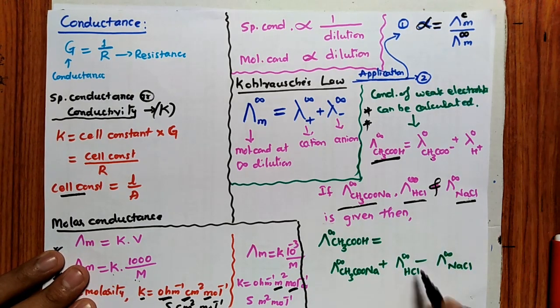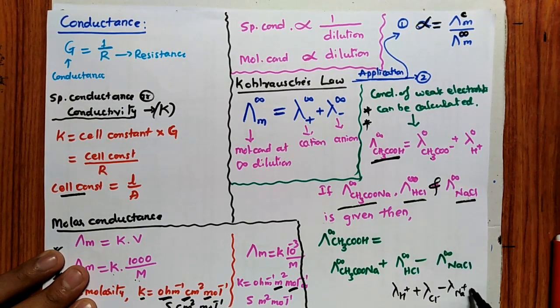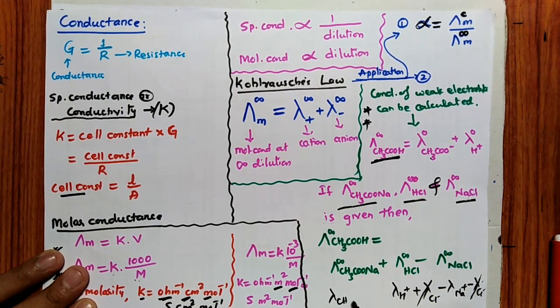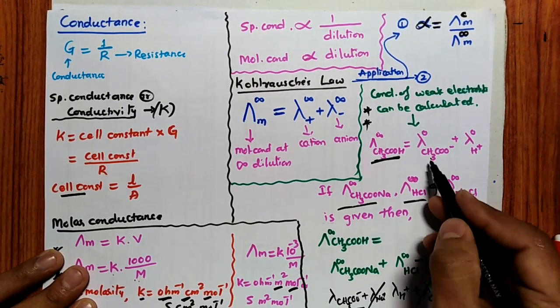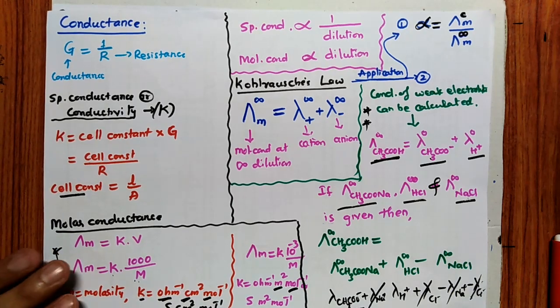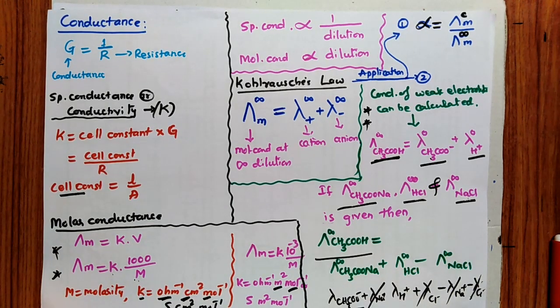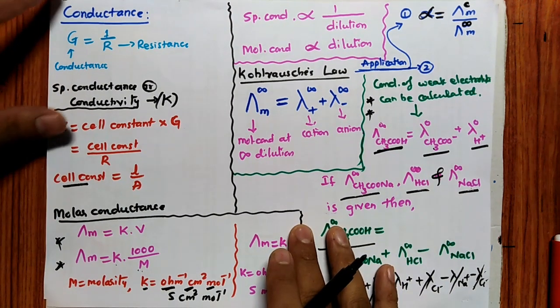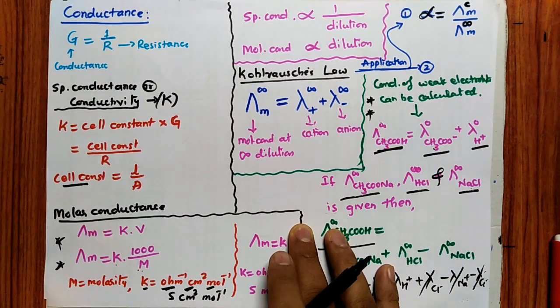Then what will happen here? Lambda of H plus, lambda of Cl minus, lambda of Na plus, minus lambda of Cl minus, lambda Na plus get cancelled. Here we have lambda of acetate ion CH3COO minus plus lambda of Na plus, so plus lambda Na minus lambda Na get cancelled. Remaining is CH3COO minus plus H plus. Hence, like this you can calculate molar conductivity of the weak electrolyte by using strong electrolytes. So this is about the synopsis part in electrochemistry.